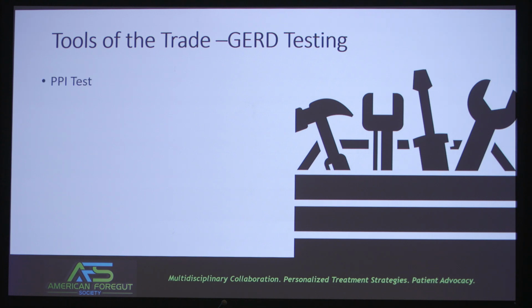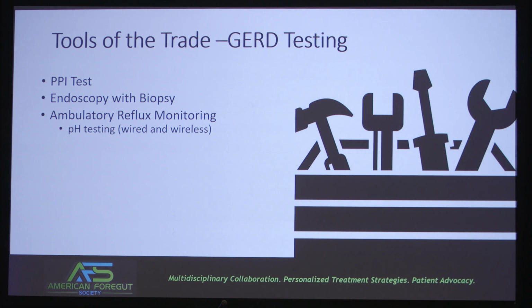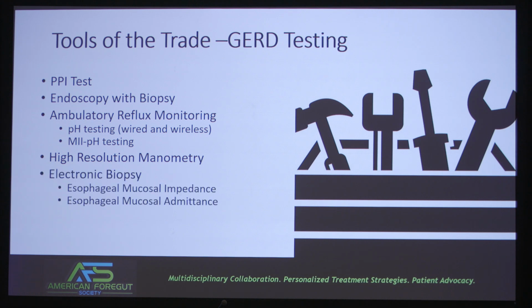So now I'm going to talk about the tools of the trade: the PPI test, endoscopy with biopsies, and this is my biggest conflict because I'm an endoscopist. The ambulatory reflux monitoring, which is the gold standard test, either pH testing or impedance pH testing, and high-resolution manometry. And then I'm going to talk a little bit about the new kid on the block, what I call the electronic biopsy, or mucosal impedance and admittance testing.